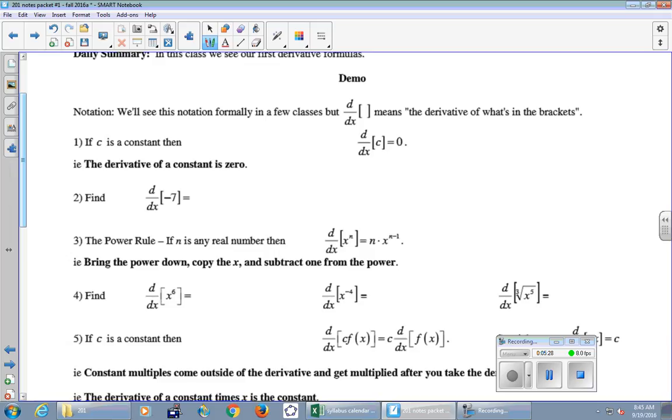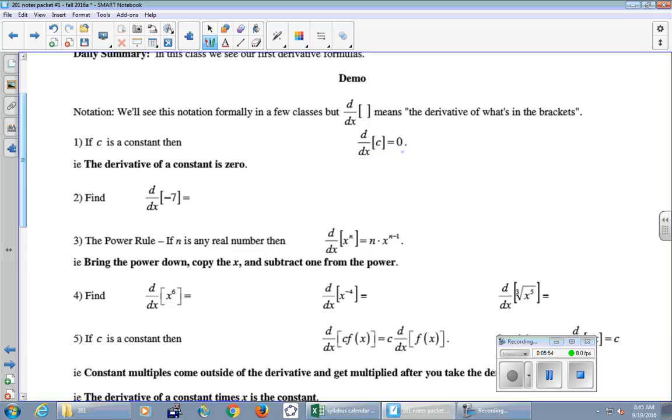If you see d over dx and then some brackets, it's crazy looking notation. It simply means the derivative of what's in the brackets. So d over dx at the moment really doesn't have any context for us. It will soon, but it means the derivative of what's in the brackets. Okay, here's our first shortcut rule. If c is a constant, then the derivative of c is 0.